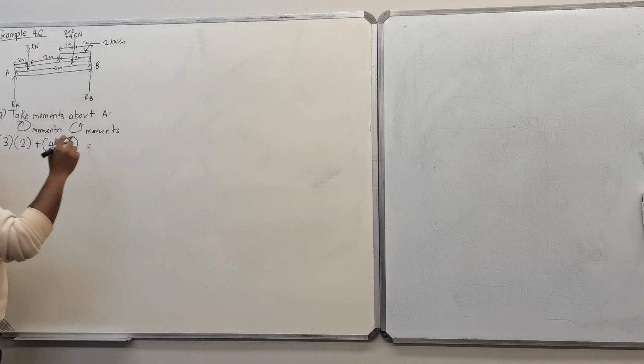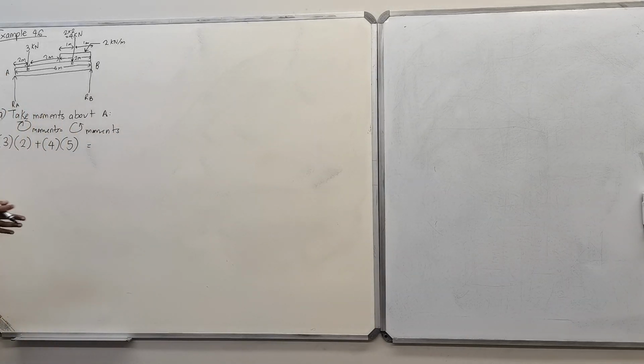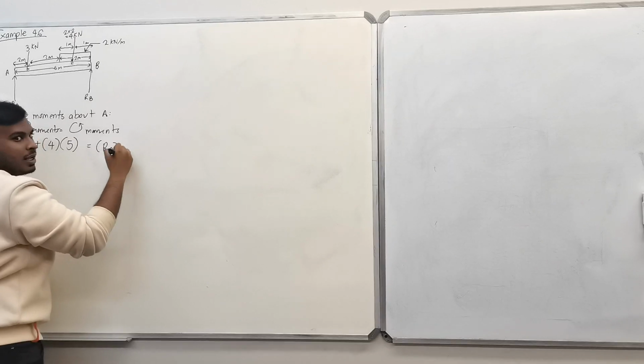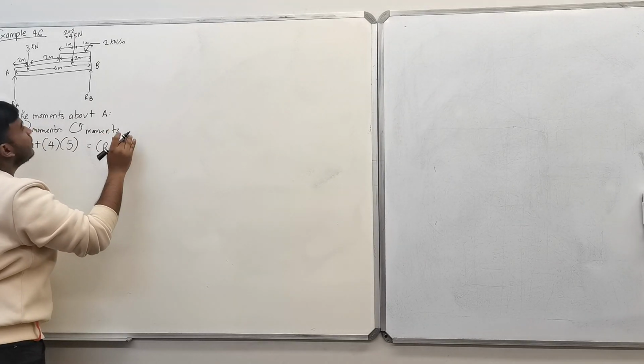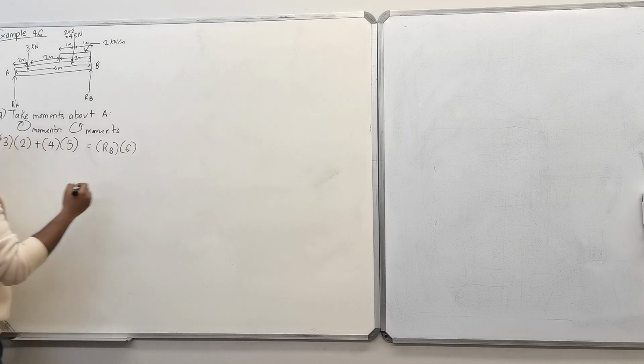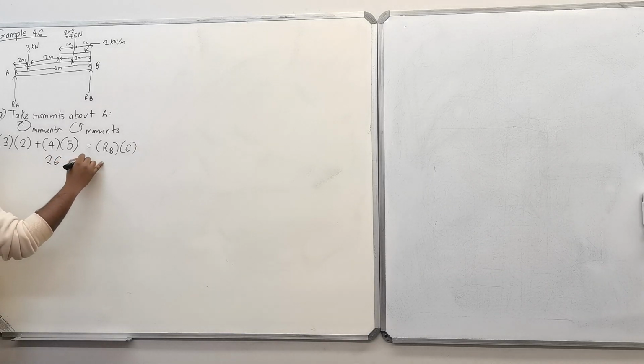Right? Okay. So if downwards forces cause a clockwise motion, upwards forces will cause an anti-clockwise motion. Because we're looking at A and RA acts at the end, you know it's going to be 0. So we say RB is how far? 6 meters. Okay. So 3 times 2 is 6, 4 times 5 is 20. So this will be 26 is equal to 6 RB.